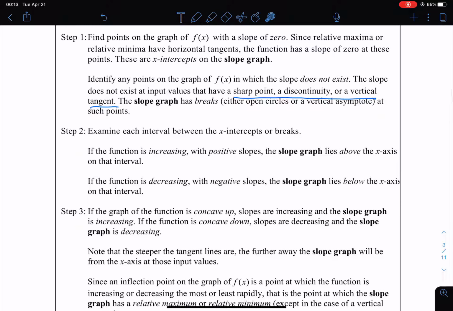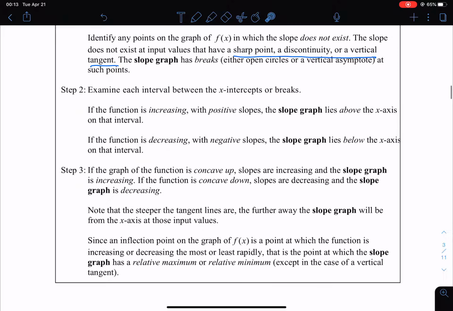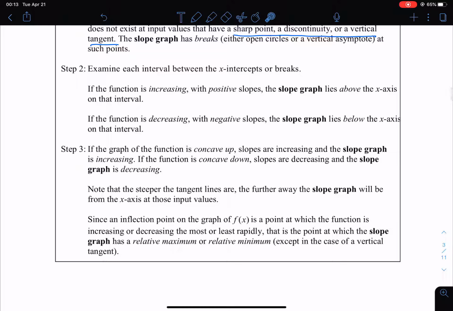And step number 2, examine each interval between x-intercepts or breaks. If the function is increasing with positive slopes, the slope graph is above. That just means if the function is increasing, then the slope graph is positive. If the function is decreasing, the slope graph is negative. And the last one, we check concavity. If the function is concave up, then the slope graph is increasing. If the function is concave down, then the slope graph is decreasing.